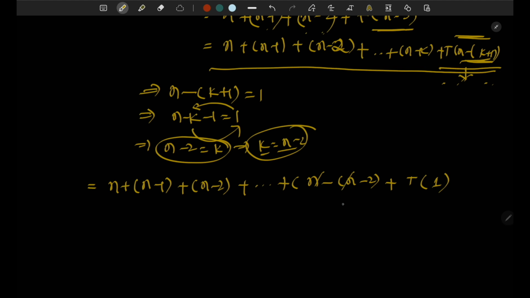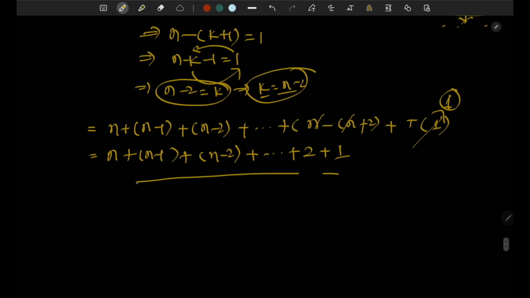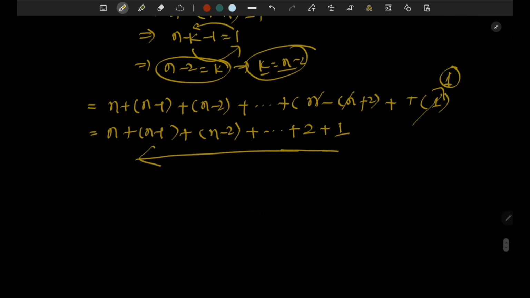So this will get cancelled and this will become plus 2. So what we have is n plus n minus 1 plus n minus 2 plus 2, and this is anyway 1, right? So if you pay attention from this side, what we have is nothing but the sum of the first n natural numbers. And how do we represent this? So we represent this as n into n plus 1 by 2.